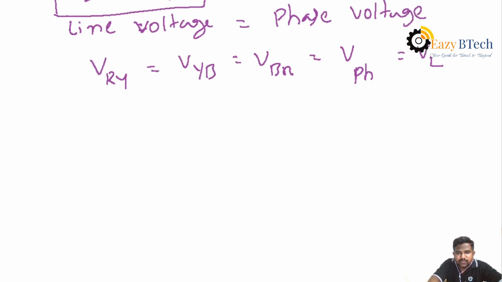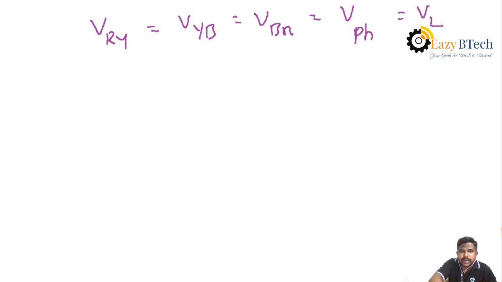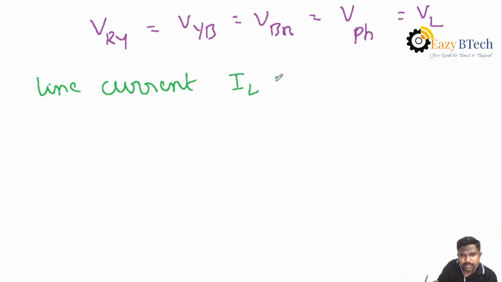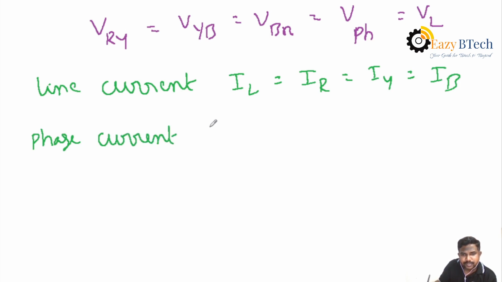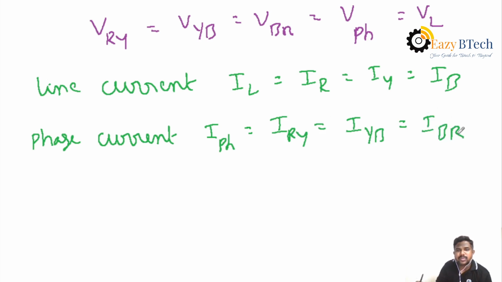In a similar manner, we have to find out the relation between the phase and line quantities of the current. Suppose we consider the line current IL, which is nothing but IR equal to IY equal to IB. Similarly, the phase current, that is IPH, I suffix phase, equal to the currents IRY equal to IYB equal to IBR. Okay, these are the phase currents in the case of the delta system.